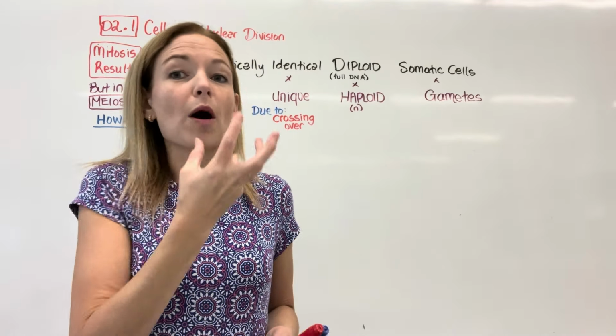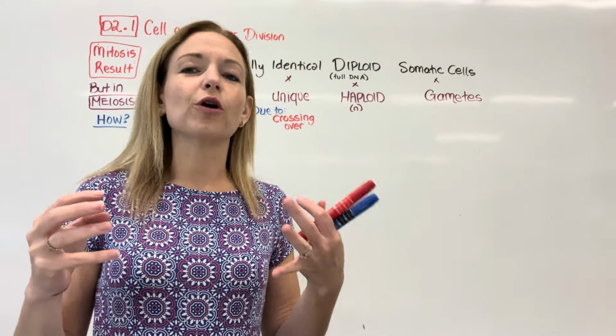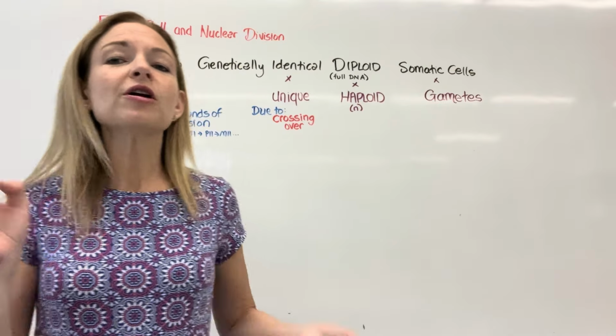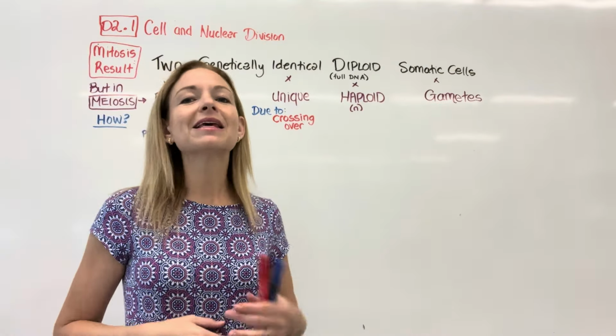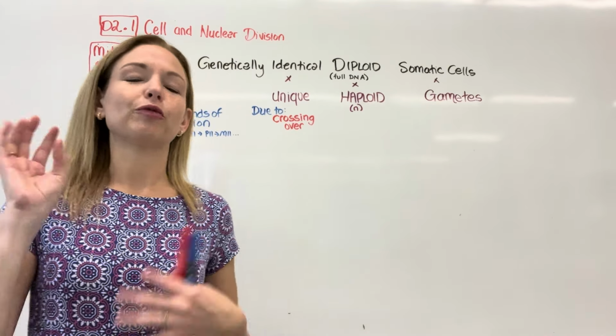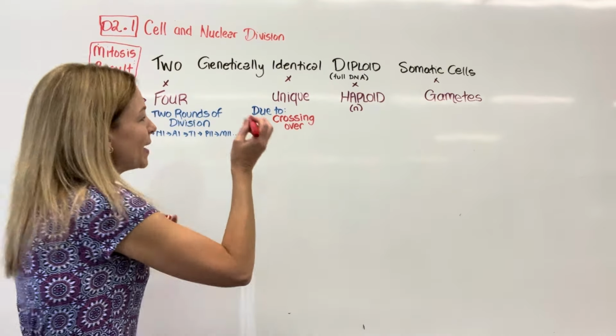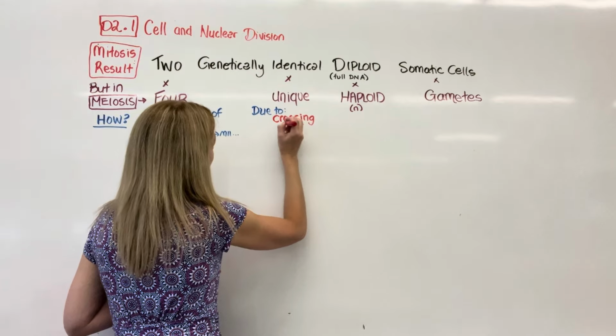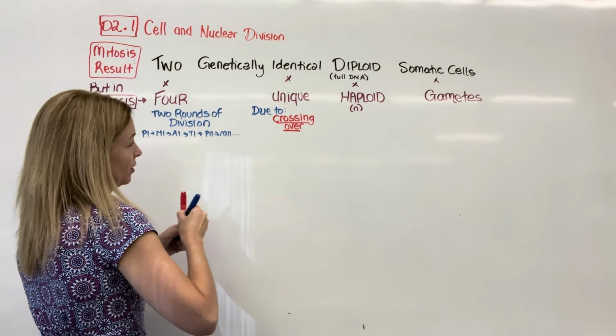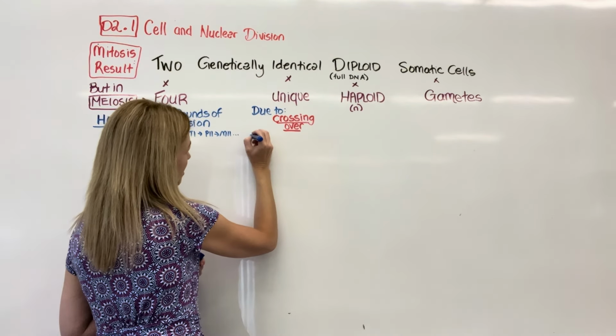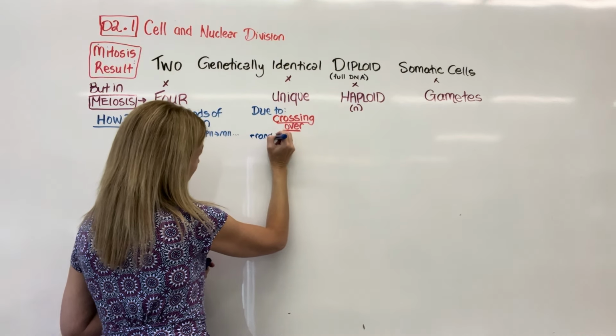So within one round of meiosis, the fact that the 4 are different is really more due to crossing over. Between rounds of meiosis, it's really due to random orientation. So it's mainly crossing over, but we'll make a note plus random orientation, and we'll talk more about that in a minute.